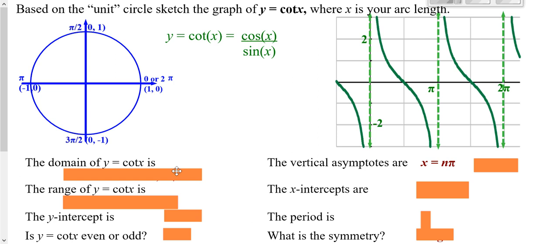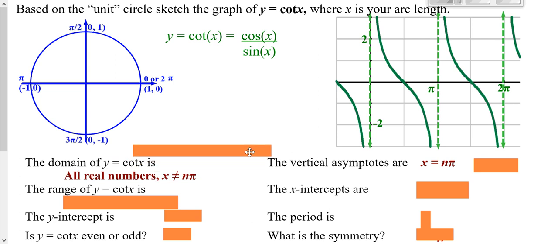So therefore your domain is all real numbers except those vertical asymptotes. You can see we cross at pi over 2, and then we're going to go a pi at 3 pi over 2, then add another pi to 5 pi over 2. So your x-intercepts are at pi over 2 plus any multiple of pi thereafter. Our period of cotangent is the same as tangent, which is pi.